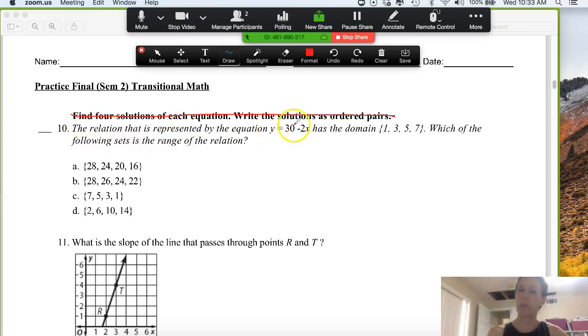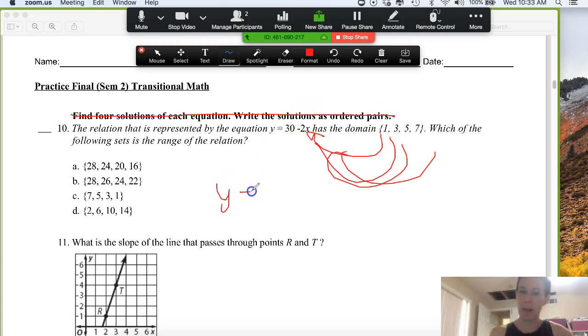Okay, the relation that is represented by this equation has this domain. Which of the following sets is the range? So I'm going to plug in 1 and figure out what I get out for y. Plug in 3, plug in 5, plug in 7. So when I plug in 1, I'm going to get y equals 30 minus 2 times 1. Well, 2 times 1 is 2. 30 minus 2 is 28.